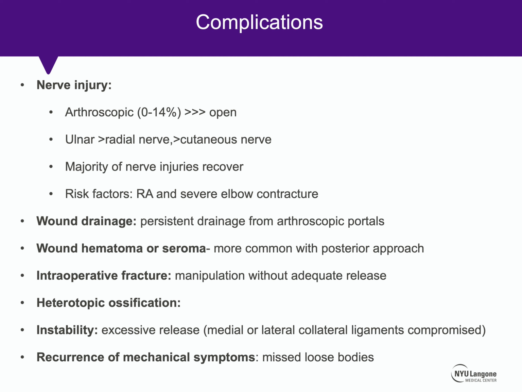Nerve injuries. The incidence of nerve injury after arthroscopic ranges anywhere between 0 to 14%. Definitely arthroscopic incidence is much more than open. In both arthroscopic or open procedures, the ulnar nerve is the most commonly injured nerve. The majority of injuries are neuropraxias, and they recover over a period of time. The risk factors are if the arthroscopic procedure is done in the setting of RA or severe elbow contracture.